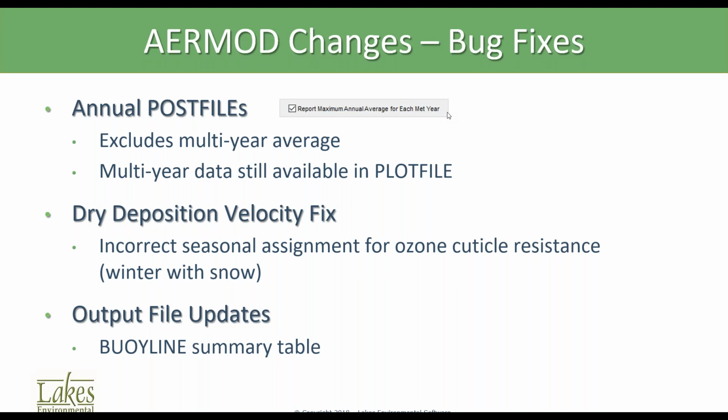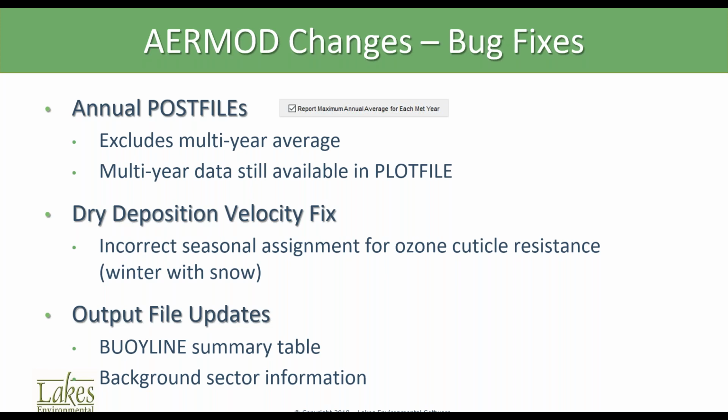And then some updates to the output file. The buoyant line summary table is now included with the output file. And then there was background sector information that was used correctly within the model, but then incorrectly reported within the output file. So the summary tables have been adjusted accordingly.